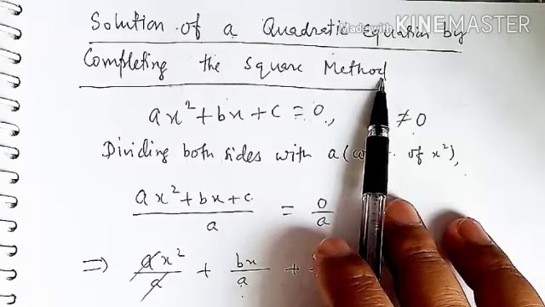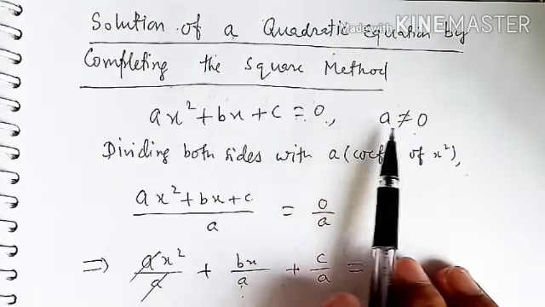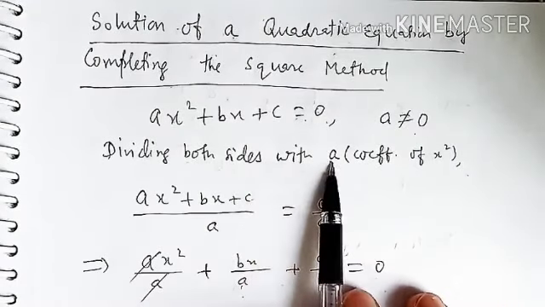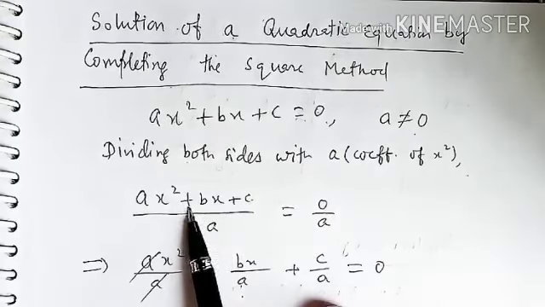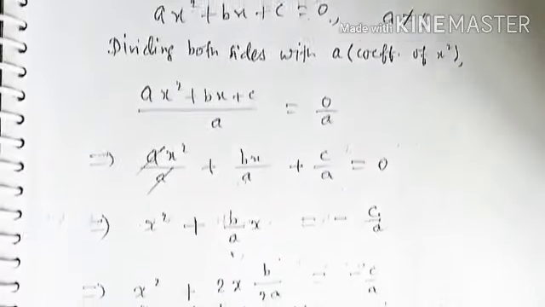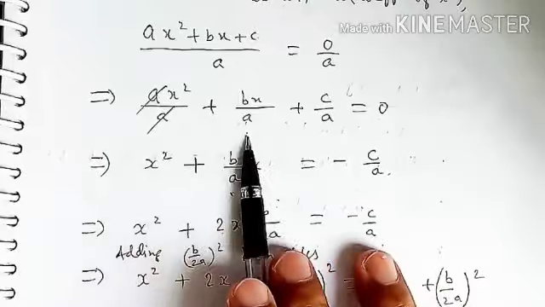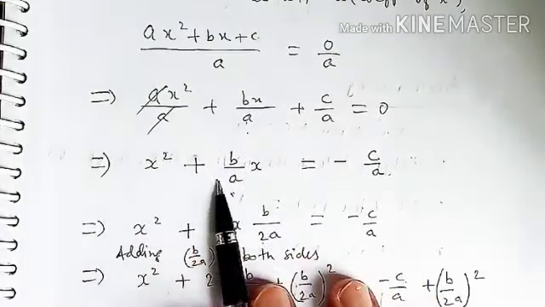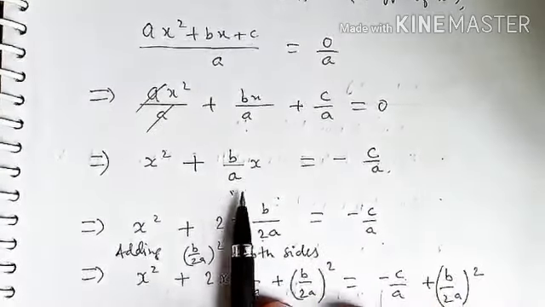There are two ways. This is our quadratic equation with a not equal to 0. So, dividing both sides by a, which is the coefficient of x square, we get this one, 0 by a is 0. Now, this can be written as ax square by a plus bx by a plus c by a, which is equal to 0. Here x square plus b by a into x, and c by a is transferred to the right side.